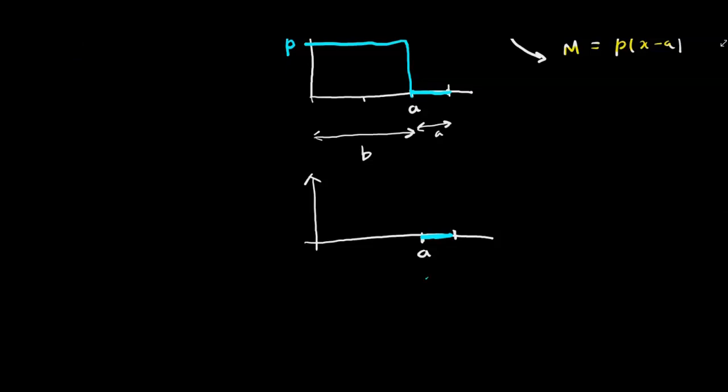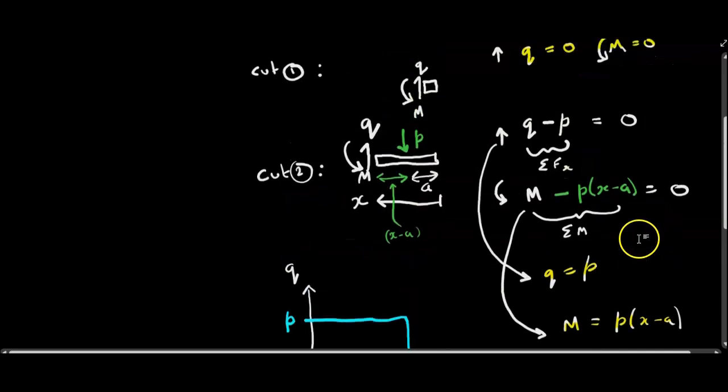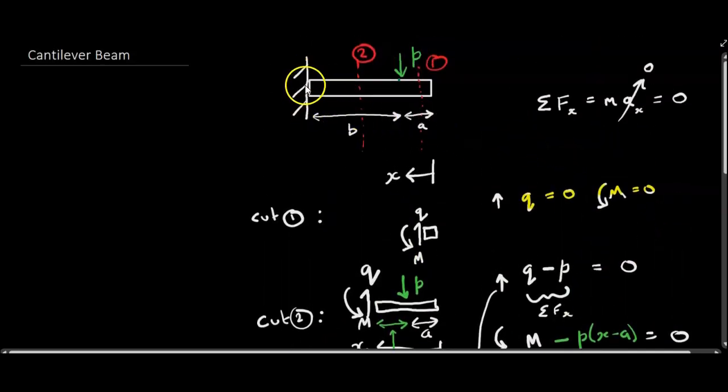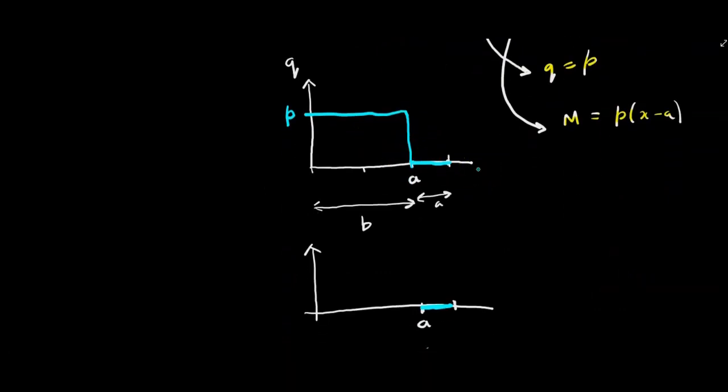Then what happens? Well, we look at the nature of this equation, the moment equals P times X minus A. That's a linear equation, the equation of a straight line. Now, X is the variable, so if we set X to the full length of the beam, we'll find out what the moment is at the root. The full length of the beam is A plus B. So if we put A plus B for X into that equation, let's see what we get.